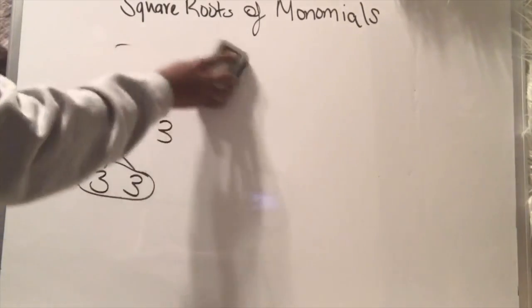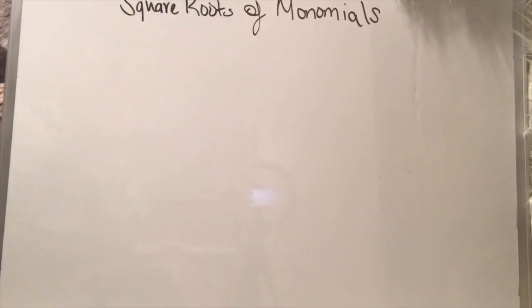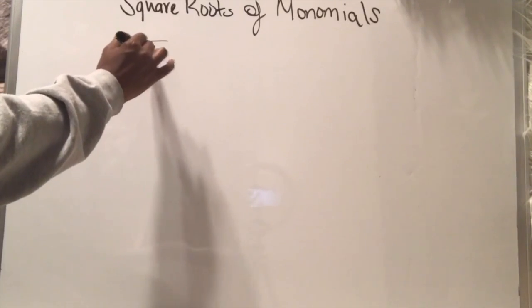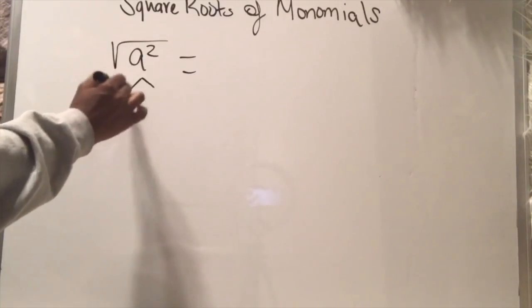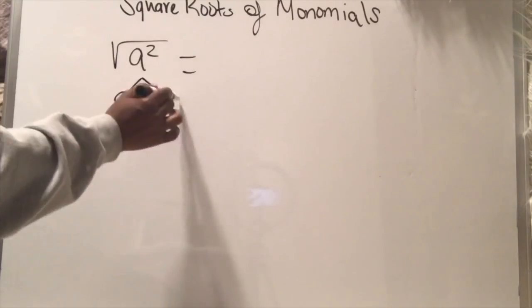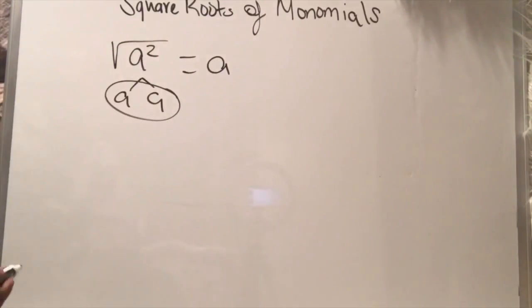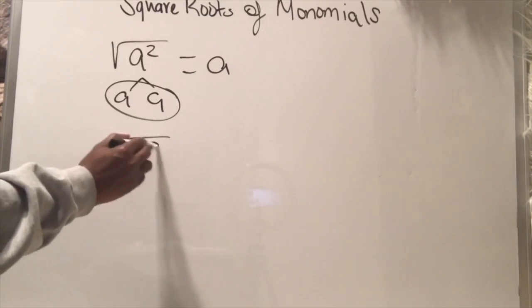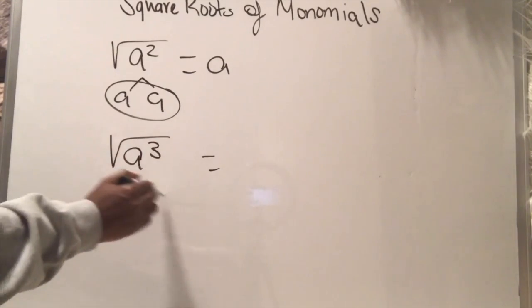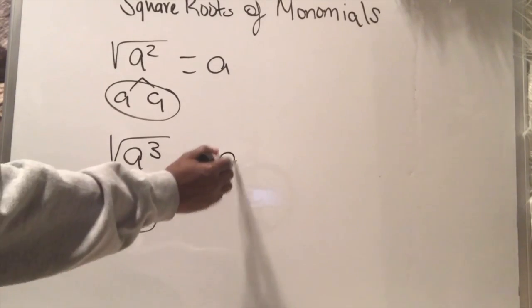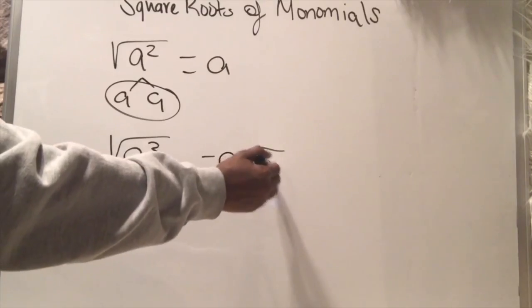So now that we have reviewed that, let's start off with some letters. If I had A squared, we know that that's A times A. So the pair is 1, so we leave 1A on the outside. If we had A cubed, that's A times A times A, so we have a pair. And we have one that doesn't have a pair, so that stays on the inside.